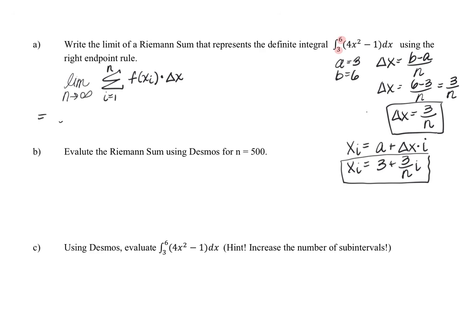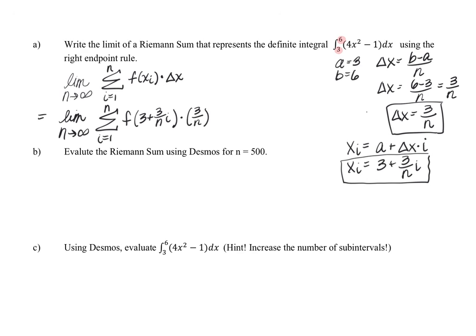So if you want to do this in a couple of steps to make it easier to understand, now we have the limit as n approaches infinity of i equals 1 to n. It used to be f of x sub i, but now we know what our x sub i is. It's 3 plus 3 divided by n times i. And we also know our delta x. Our delta x is 3 divided by n.